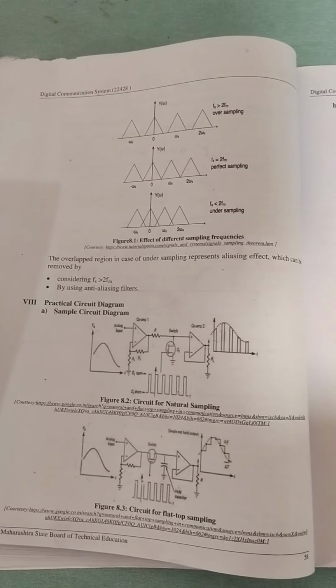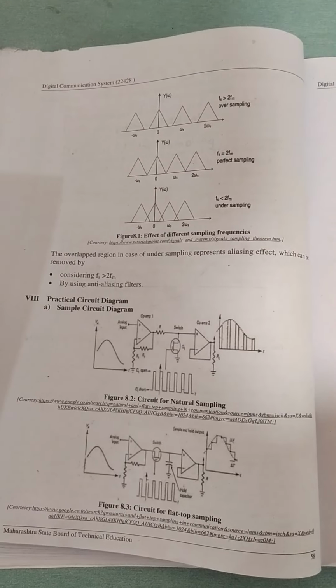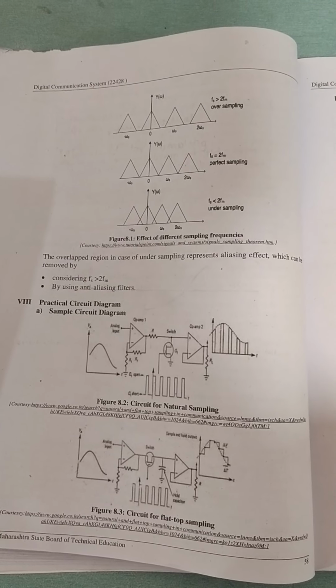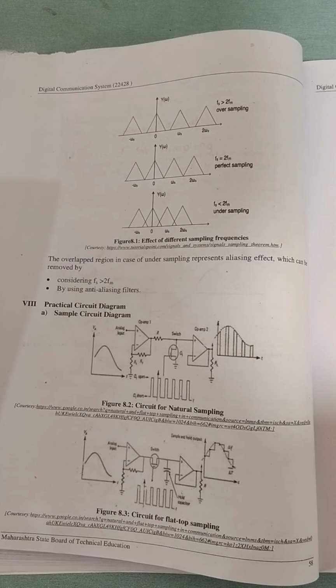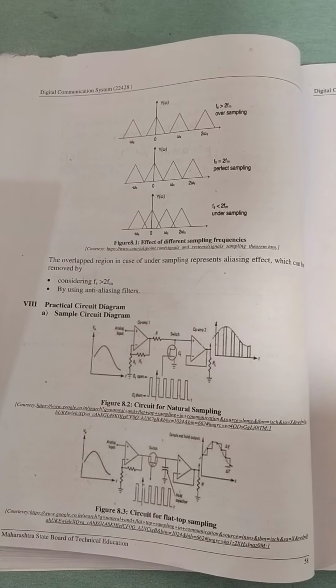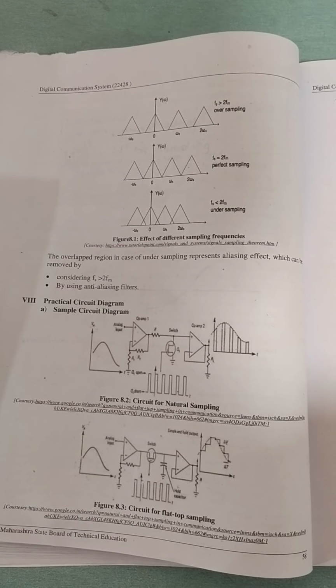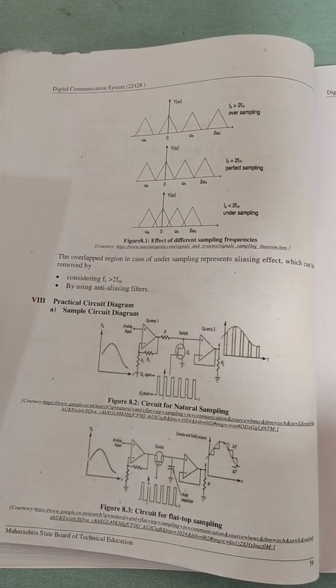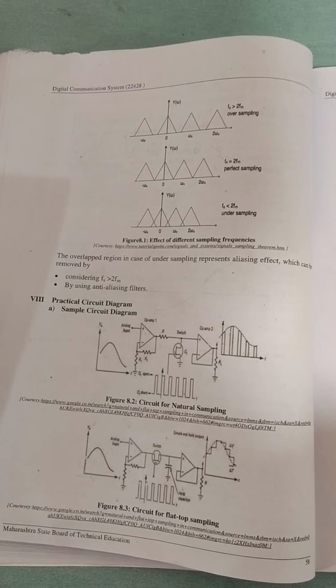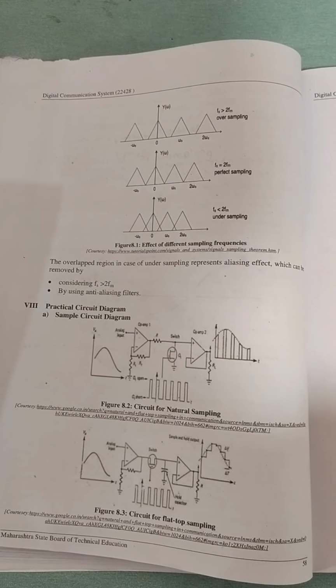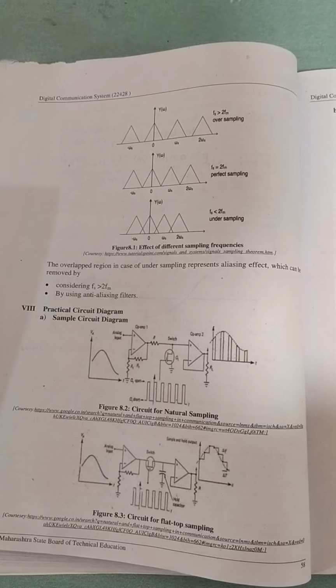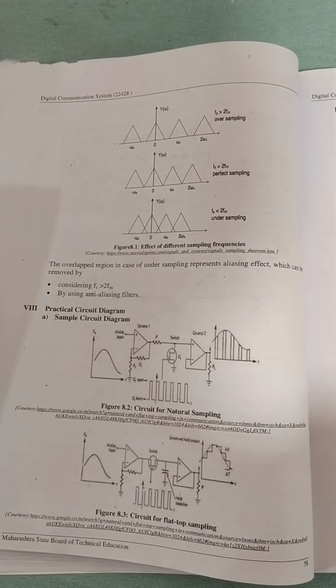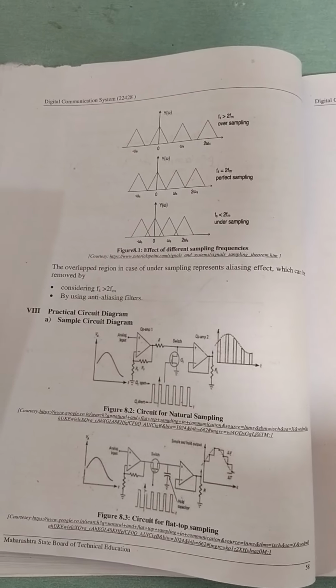Now we will check the sample circuit diagram. In the sample circuit diagram, we have to apply 2 inputs. The first one is the analog input signal, also called a continuous time input signal or message signal, and the next one is a sampling signal, that means a high frequency train of pulses.